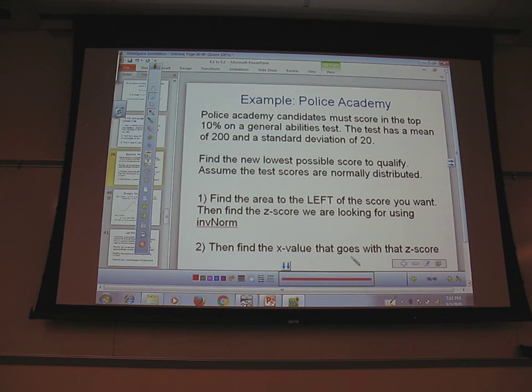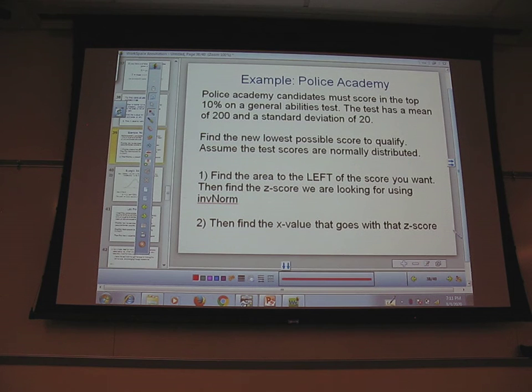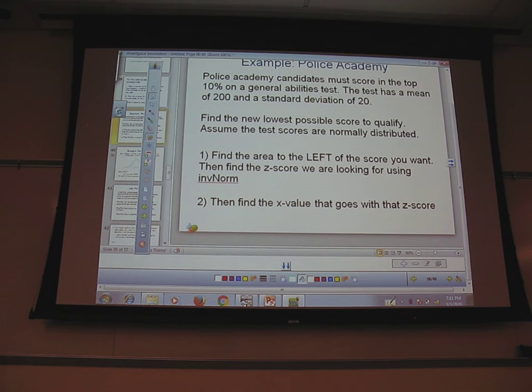Okay, so here's our Police Academy one. Rob, go ahead, read. Police Academy candidates must score in the top 10% on a general abilities test. The test has a mean of 200 and a standard deviation of 20. Find the lowest possible score to qualify. Assume the test scores are normally distributed. 1, find the area to the left of the score you want. Then find the z-score we're looking for using inverse norm. 2, then find the x value that goes with that z-score.